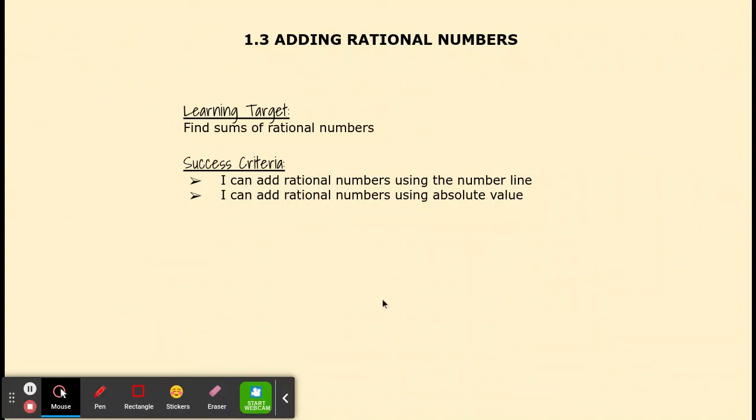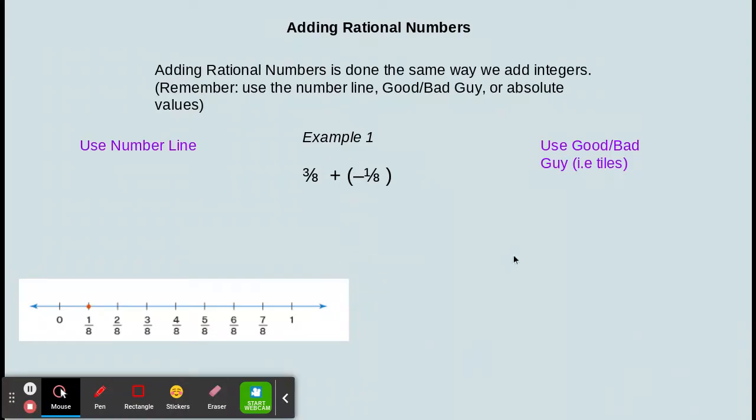1.3, adding rational numbers. When we add rational numbers, we can use the same three methods that we used when adding integers. Remember, those methods are what?